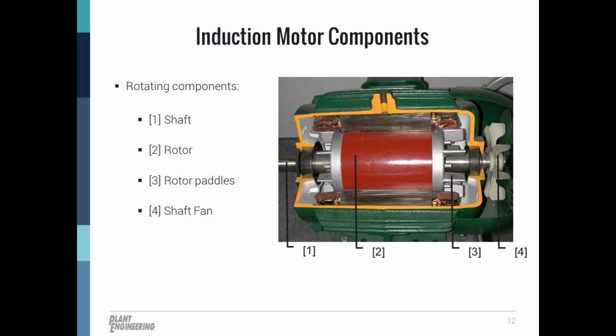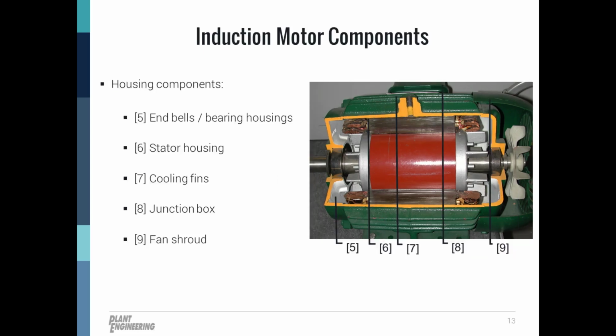And then labeled number 4 would be the shaft fan, which for this motor you can see is plastic. The side of the motor with the shaft, which is where you'll couple to the load, would be called the drive end. And then the other side, of course, is just named the non-drive end or opposite drive end. Keep it pretty straightforward.